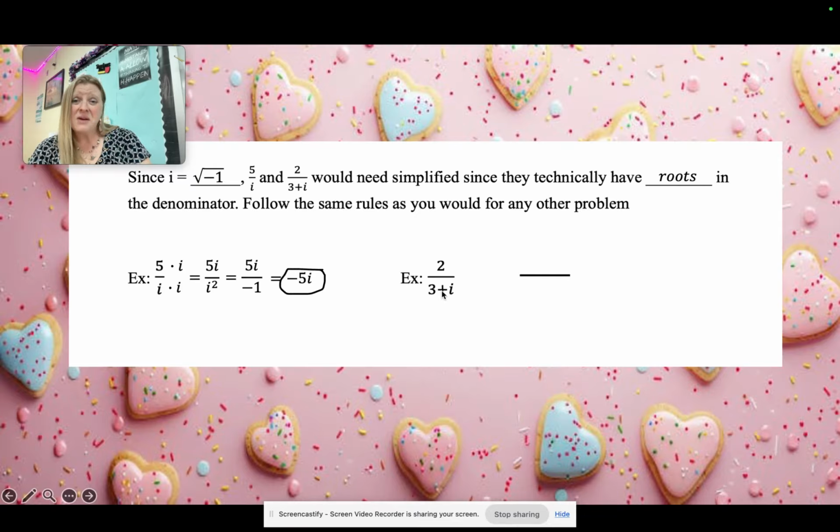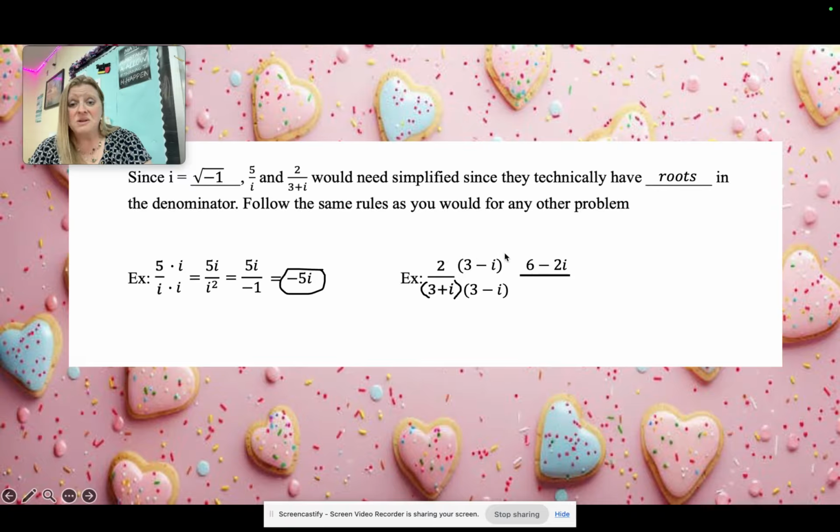Right. Now, if I have a plus or a minus in the denominator, that makes this a little harder. Right? We learned that we have to use a conjugate for those situations. So I would have to use 3 minus i top and bottom for this, which means I'm going to have to distribute.